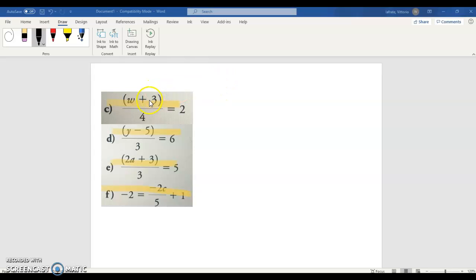I'll do question C first, then I'll recommend that you pause the video and then try the other questions after to see if you're on the right track. Then you can unpause and verify to see that you did everything correctly.